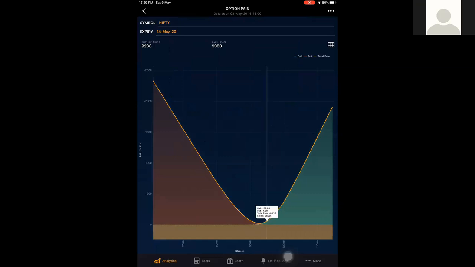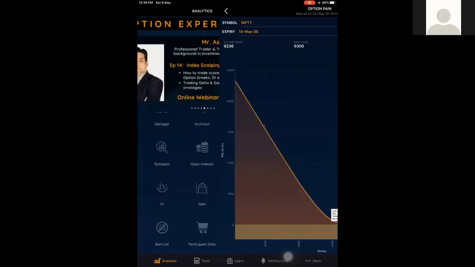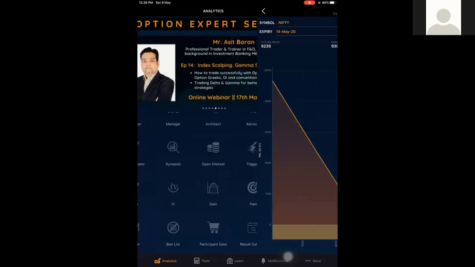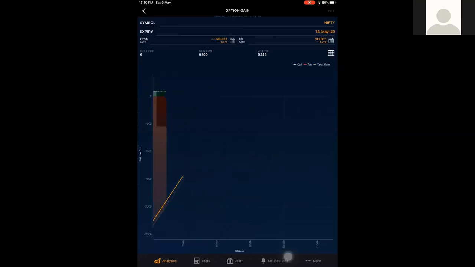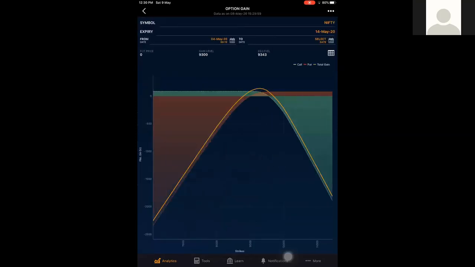The area where the buyers are losing the most, which is creating the max pain for the buyers, is something which is coming up. We say pain, but believe me, we have started using the max gain, which is the add-on to the max pain. But here it takes into account the price, the premium, and not just the open interest.